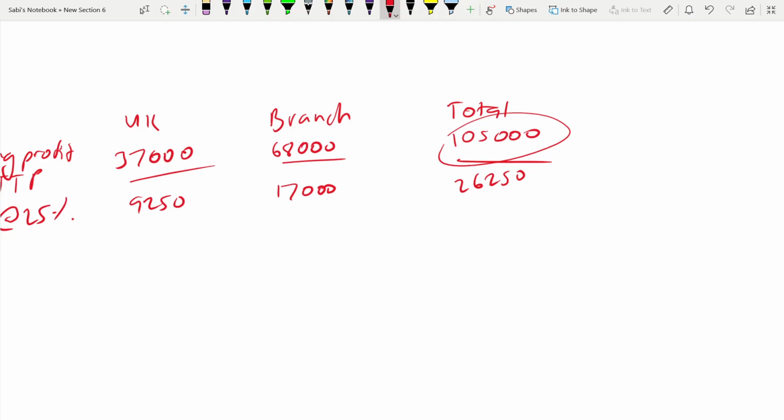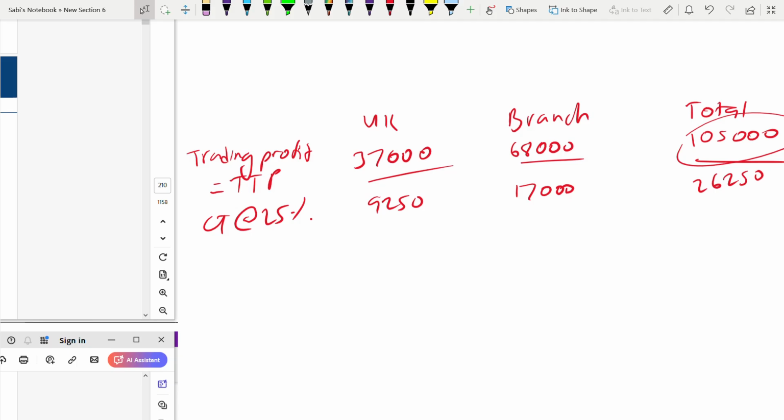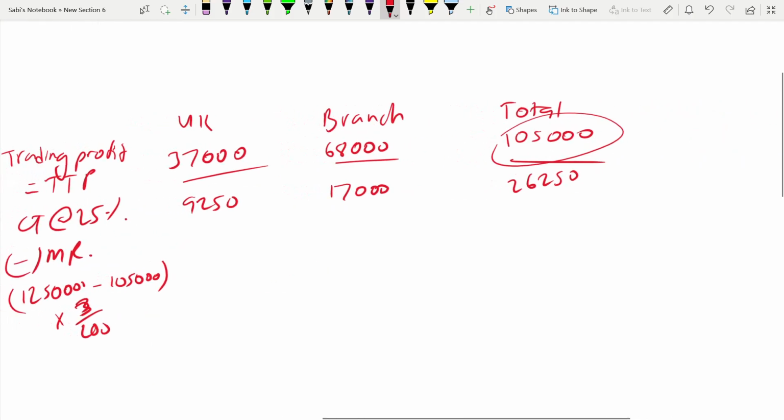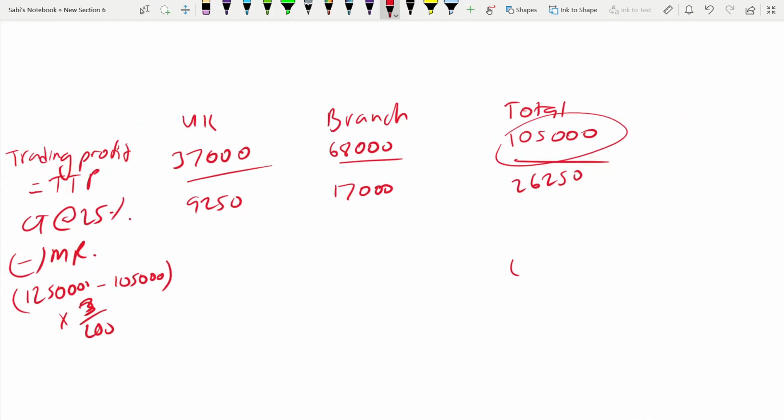Okay, now less MR, marginal relief. Upper limit is now 125,000 minus the total profit 105,000 into the standard fraction 3 divided by 200. This is the formula for marginal relief, in case you forgot. Get it deducted from the total. It's 300. Now it is 25,950.